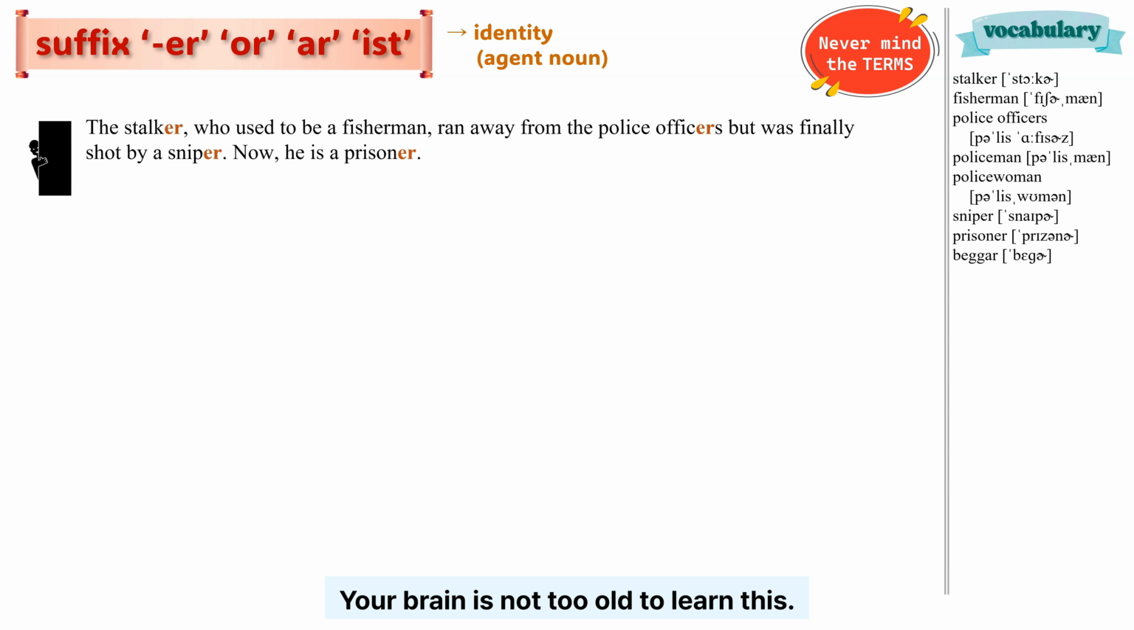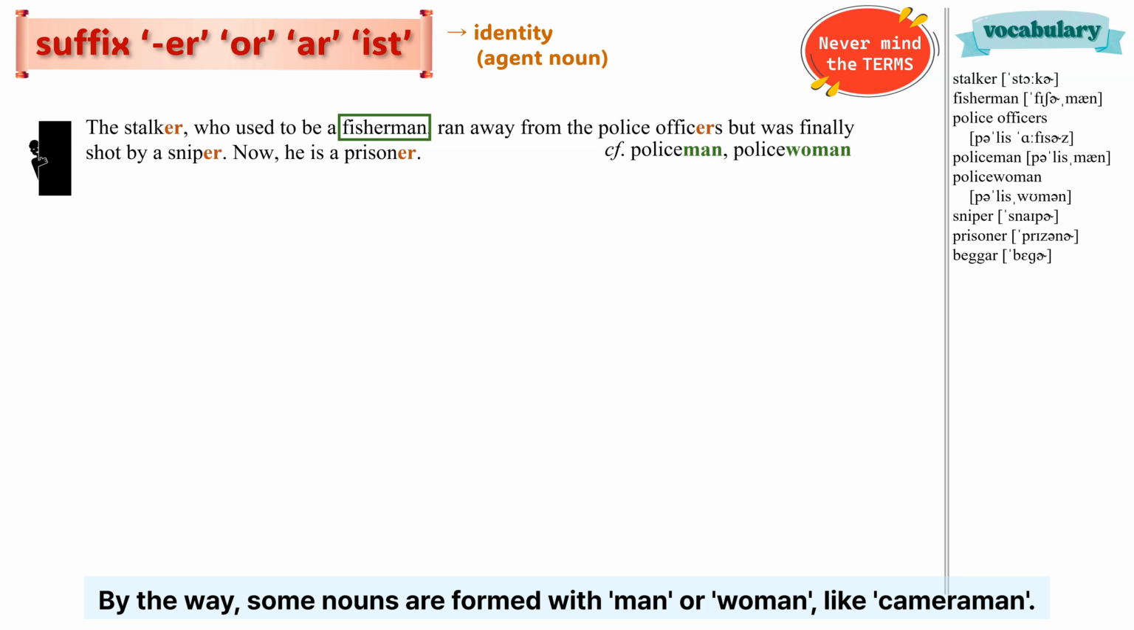Your brain is not too old to learn this. You simply need to process the idea differently. By the way, some nouns are formed with man or woman, like cameraman.